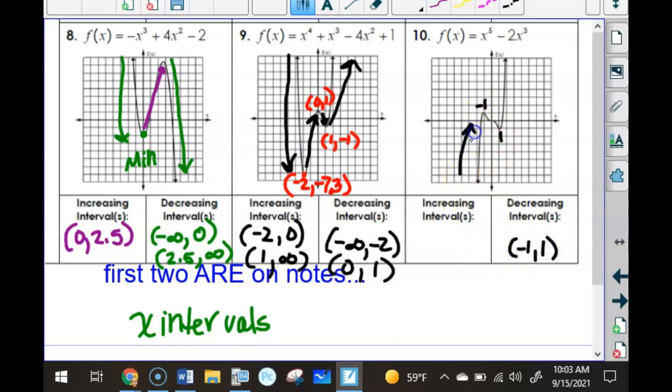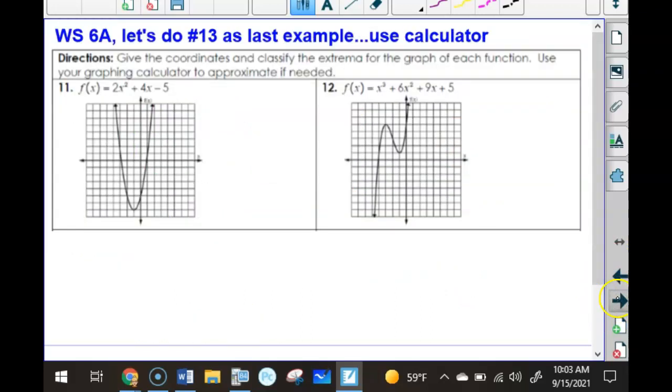And what would I say for the first piece? What's that piece from -infinity to -1? Increasing, right? Because it's going up as I go left to right. And then after it went down, it starts to do what again? Increasing again. Okay. You didn't have that one on your notes, I don't think.